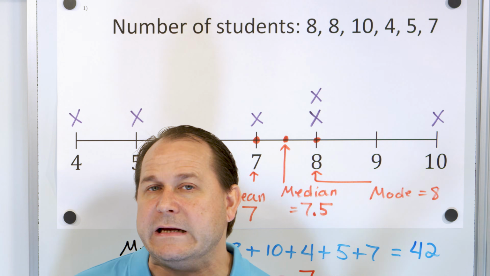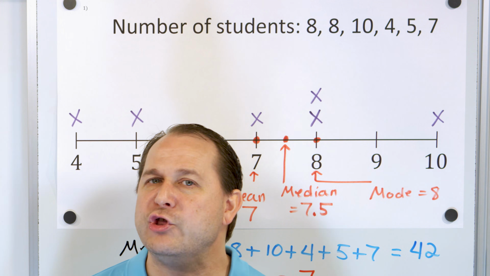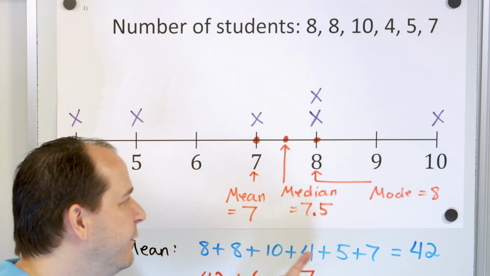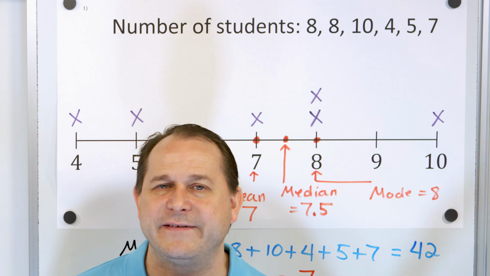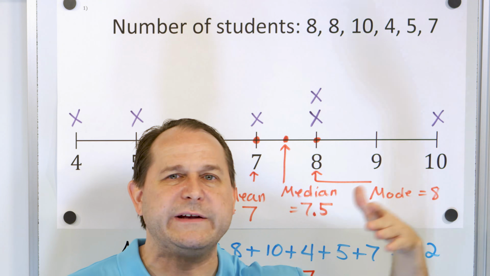Usually, we use the mean when we have well-behaved data with no outliers, right? And so in this case, the mean came out to be 7. We usually use the median if we know that we have some outliers, like some data points that are really far off this chart.